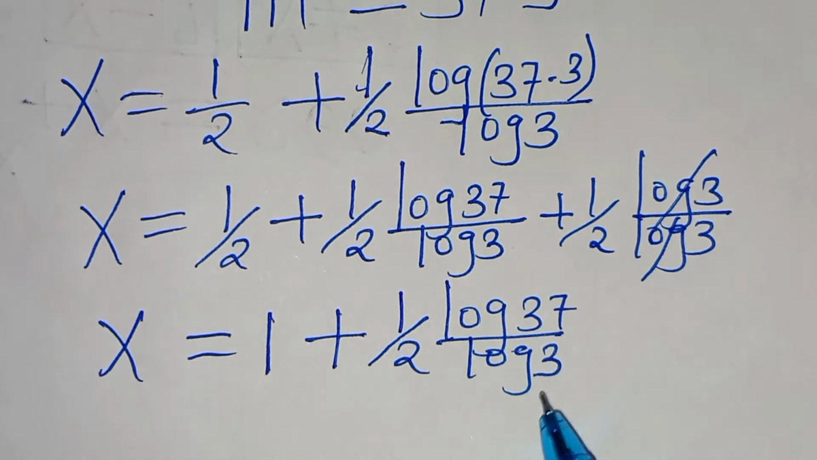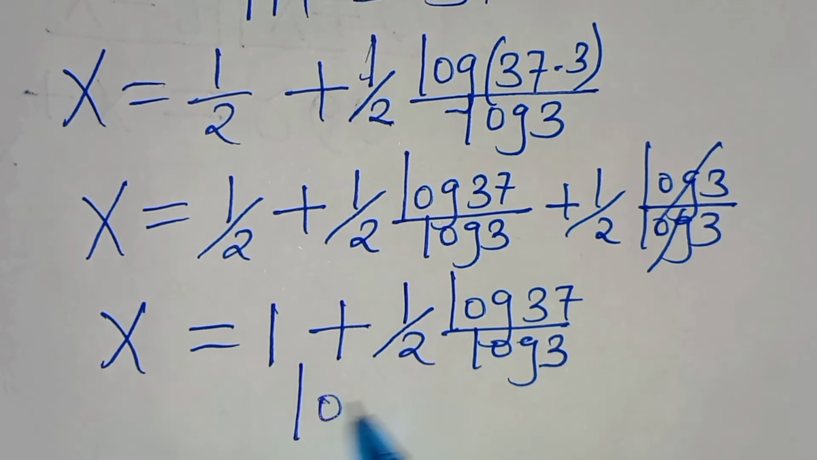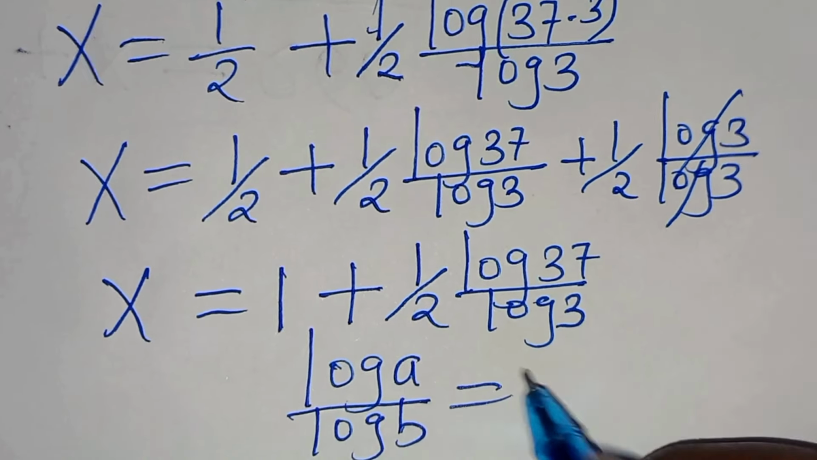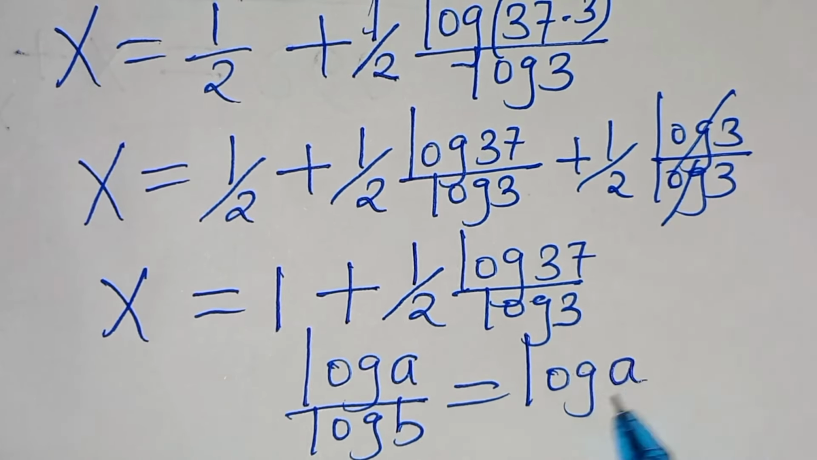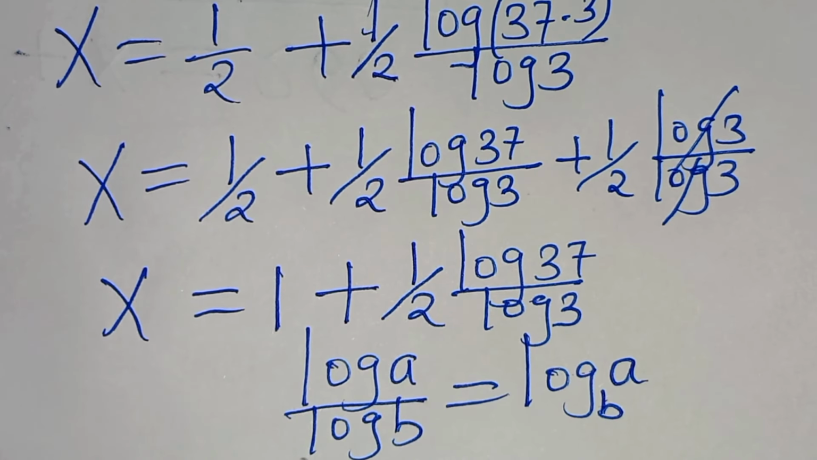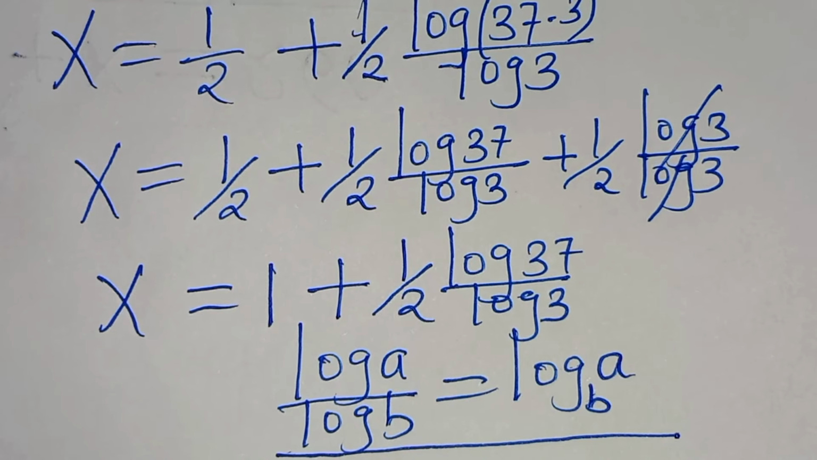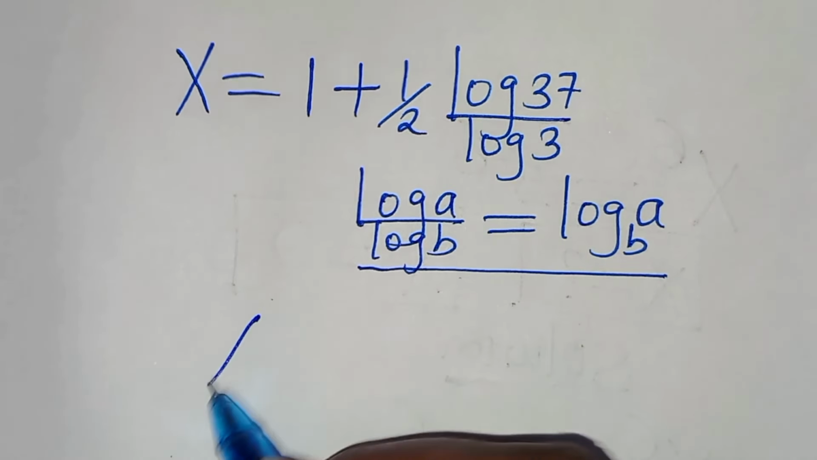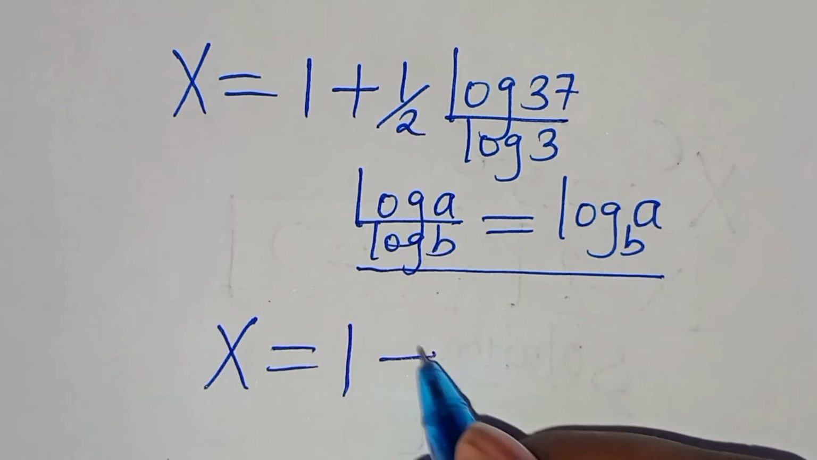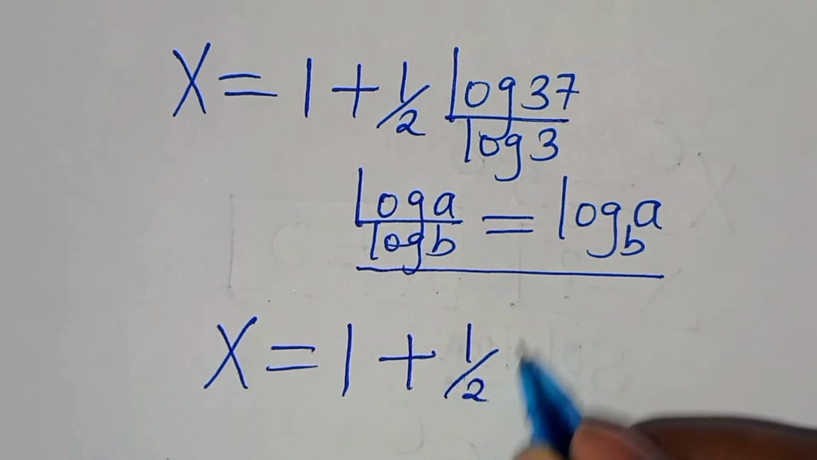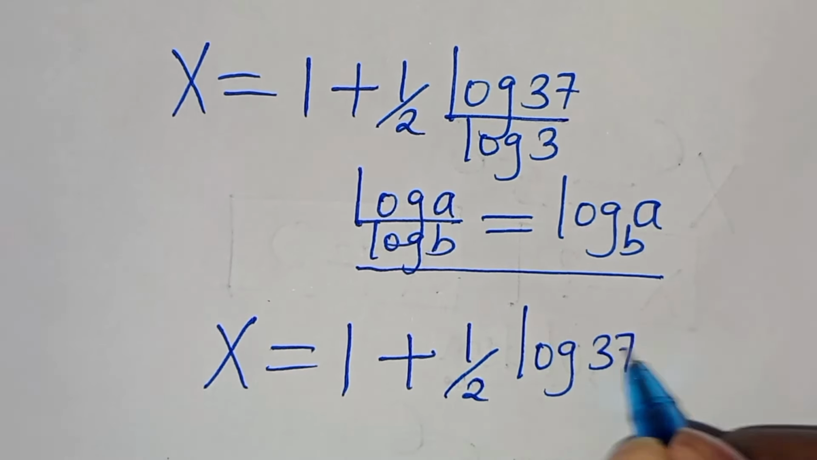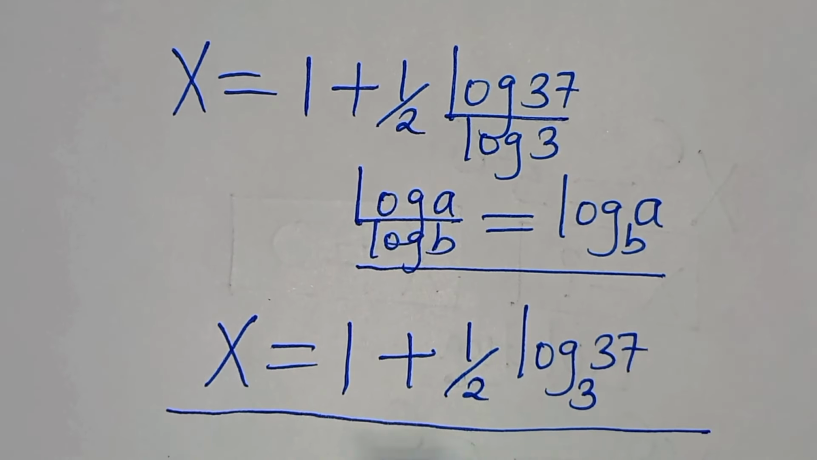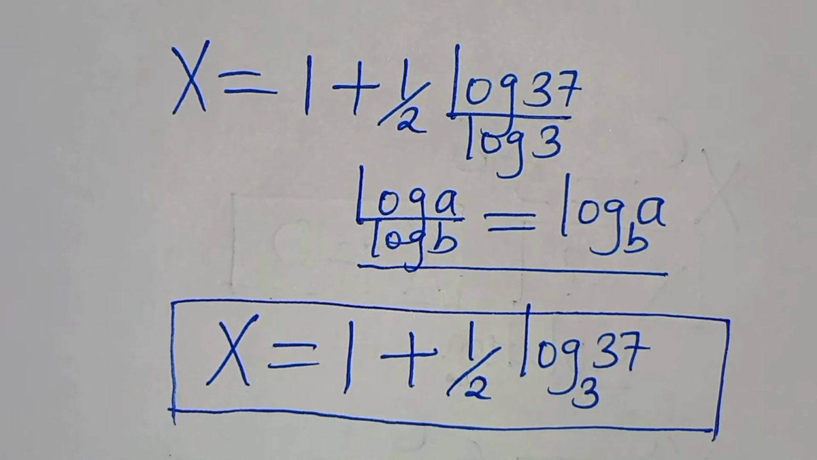You find that log 37 over log 3, this is in the form of log A divided by log B, which we can express as log A to base B. So let's apply this logarithm property, so that now we have x is equal to 1 plus half log 37 to base 3. Now this is the value of x.